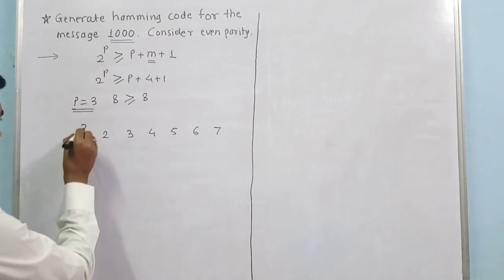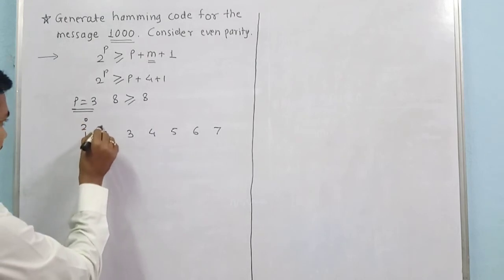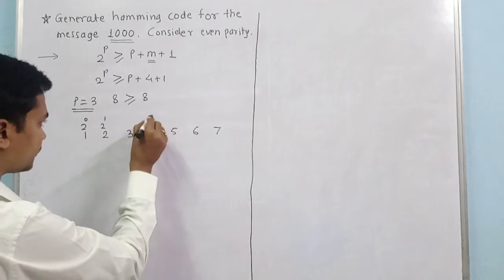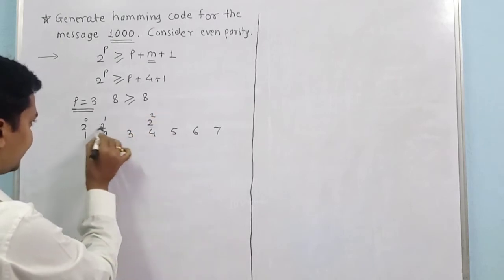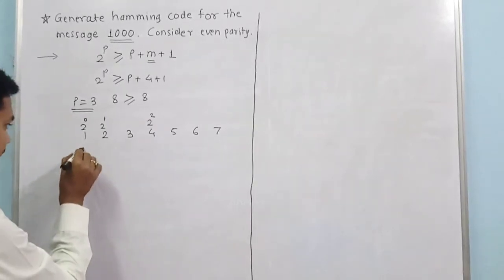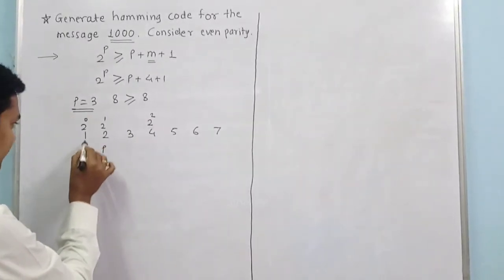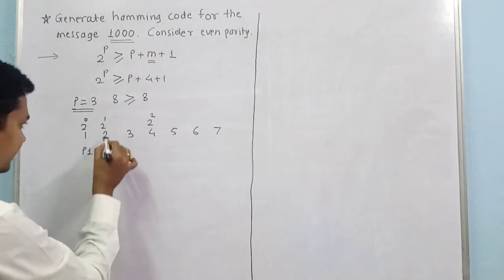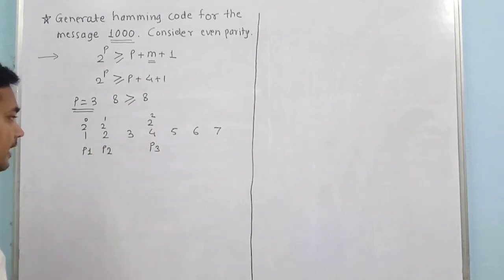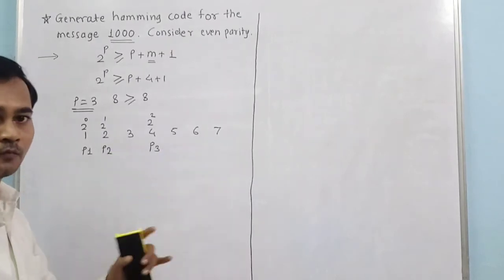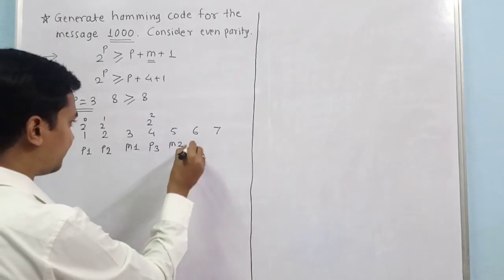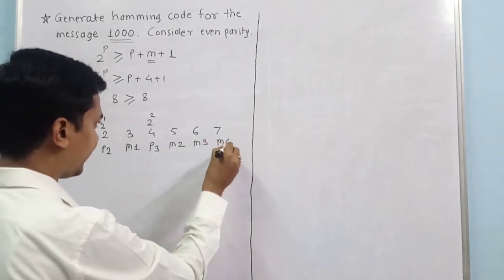So 2 raised to 0 is equal to 1, 2 raised to 1 is equal to 2, and 2 raised to 2 is equal to 4. At these places we have to put the parity bits. So P1 should be placed here, P2 at this position, and P3 at this position. In the remaining positions we place the message bits, so write M1, M2, M3 and M4.